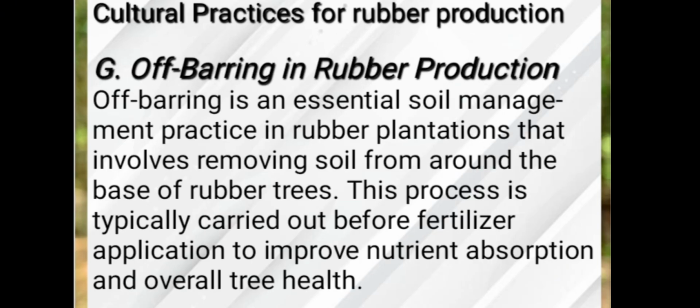Off-barring in rubber production. Off-barring is an essential soil management practice in rubber plantations that involves removing soil from around the base of rubber trees. This process is typically carried out before fertilizer application to improve nutrient absorption and overall tree health.